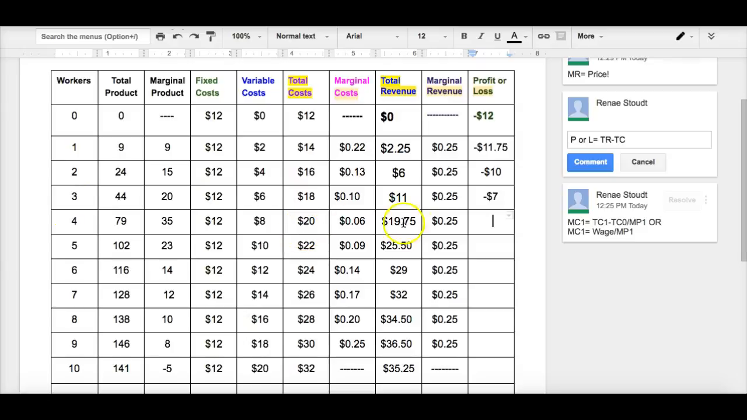At 4 workers, we're subtracting 1975 minus 20, so that's going to be still a loss, this time of only a quarter. Then we get to worker 5, we're subtracting 25.50 minus 22, so we're actually making money, we're making $3.50. At 6 workers, we're subtracting 29 minus 24, so we got another profit of $5.